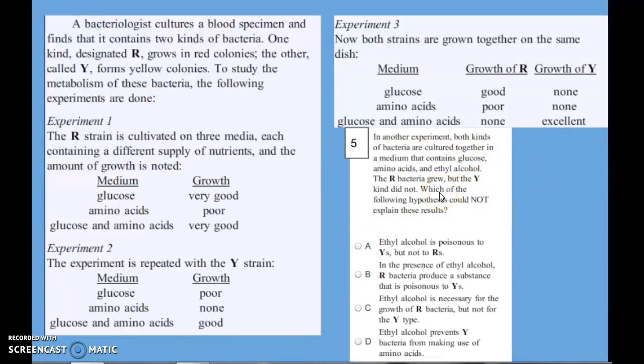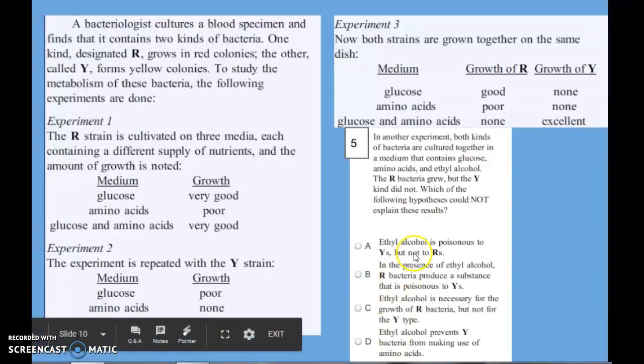Now, it's a little tricky with what it's asking, because it wants to know which of the following hypotheses could not explain it. So we're looking for one that doesn't make sense. If it makes sense, it's not our answer. So let's read it. A, ethyl alcohol is poisonous to Y, but not to R. Well, that would make a lot of sense.